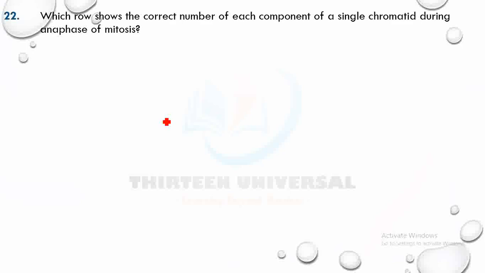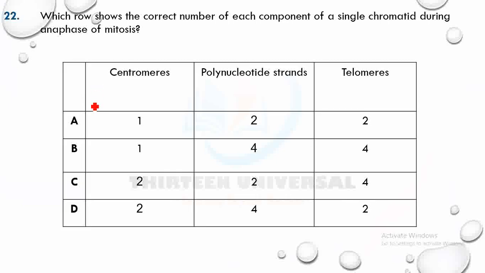Alright. Which row shows the correct number of each component of a single chromatid during anaphase of mitosis? Pause the video and try it. Remember, this chromosome was like this. Chromosomes align at the equator at metaphase, but at anaphase it has changed. At anaphase they are separated, moving to the opposite poles. The sister chromatids are moving with their centromere leading. They are being pulled apart.